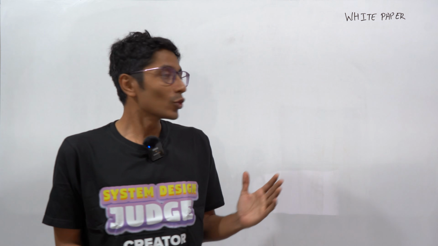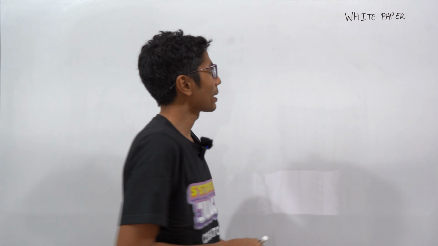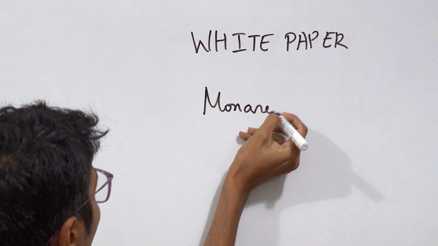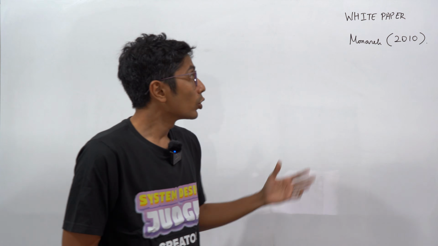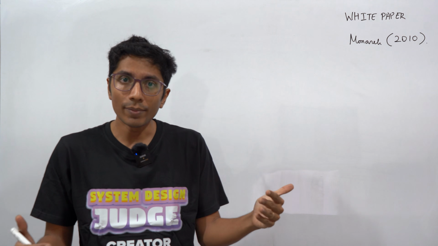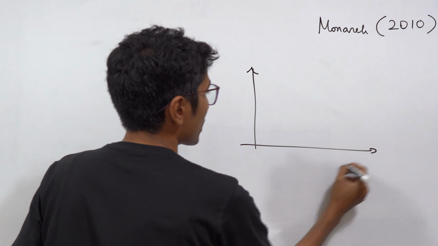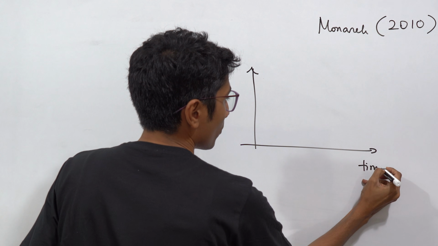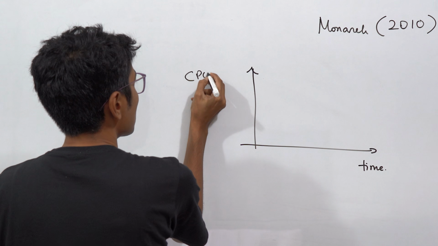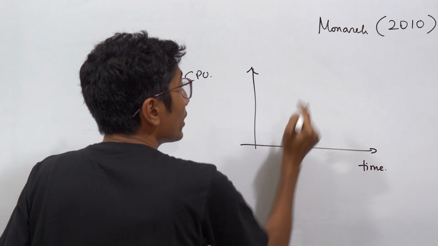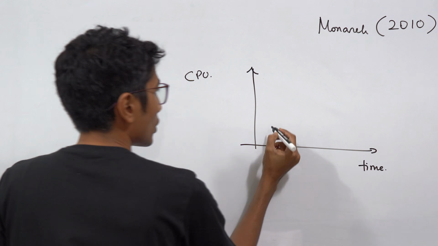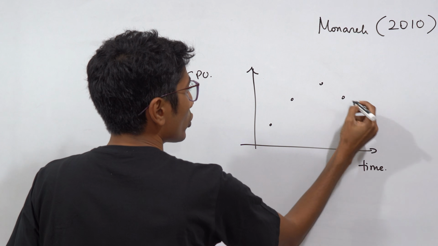We are talking about Google Monarch today, which is a paper from 2010. Monarch is a time series data store. So at Google, if you want to store server-side metrics, for example, how much CPU was used, and if you want to plot that as a graph, so time is on the x-axis and CPU used on the y-axis, then Monarch can store data points here such that later on you can plot them on a graph.